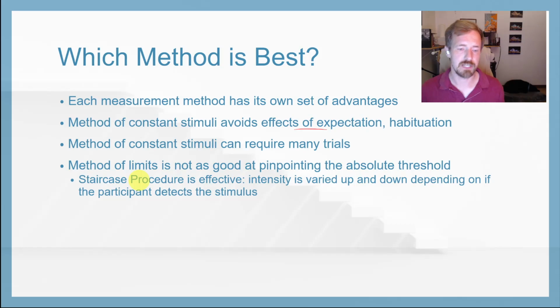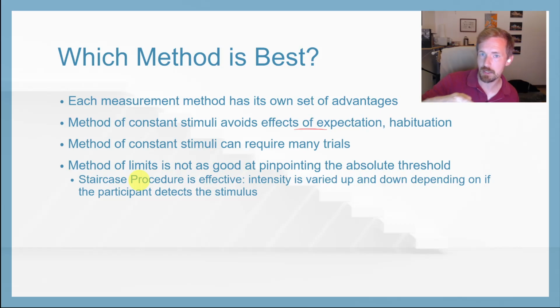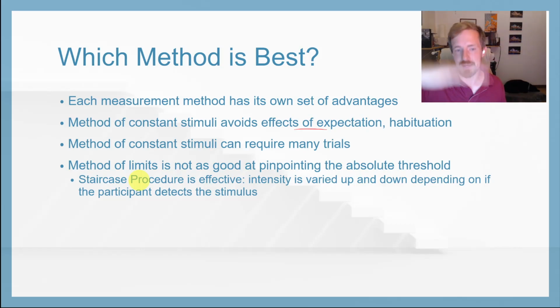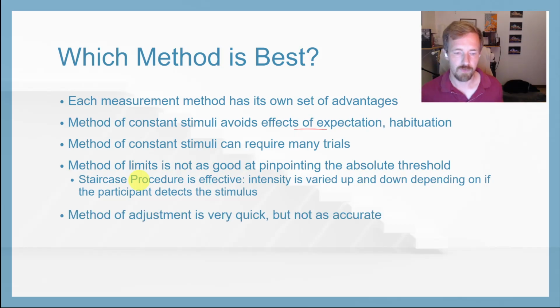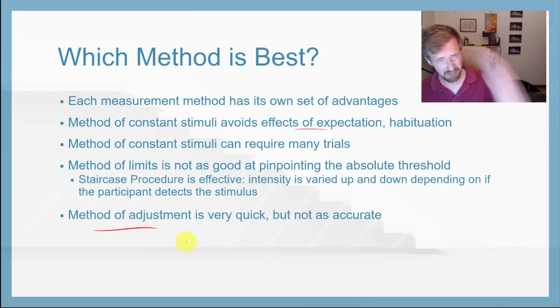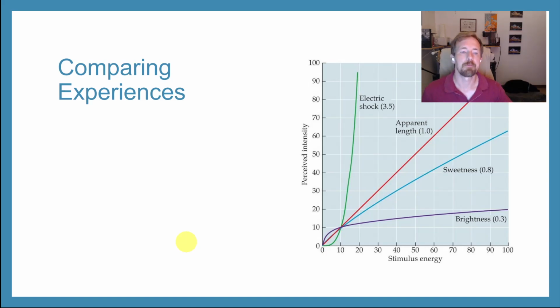But the idea of the staircase procedure is that you're going to start soft, with a really low intensity stimulus, and then you're going to get more intense until, well, actually, hold on. Yeah, if we're starting small, we're going to move until they can detect it. And then once they detect it, we're going to go back down a little bit. And if they don't detect it, we're going to go back up. Basically we move up and down until we pinpoint exactly where that threshold is. And the method of adjustment is really fast and efficient like that, but it's the least accurate of these three.